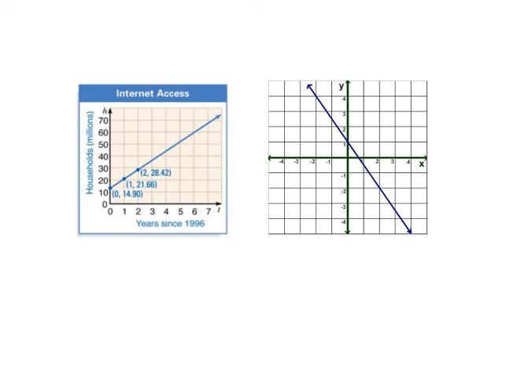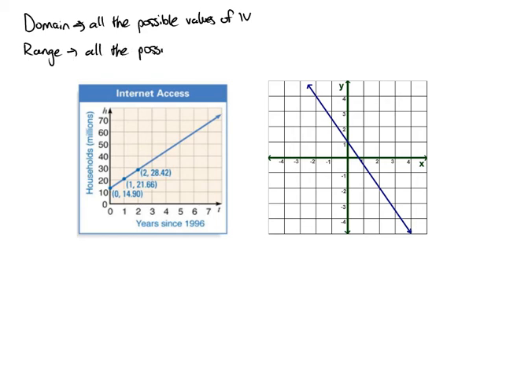So in this video, we're going to learn about a new concept this year, which is called domain and range. Domain and range are two separate but somewhat related ideas. The domain describes all the possible values of the independent variable in a relationship, and we'll get to that more in a second. And the range describes all the possible dependent variable values, or all the possible values of the DV.